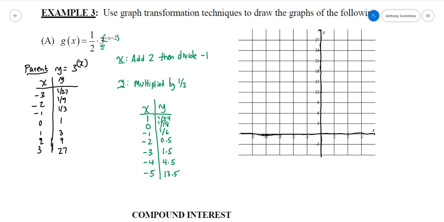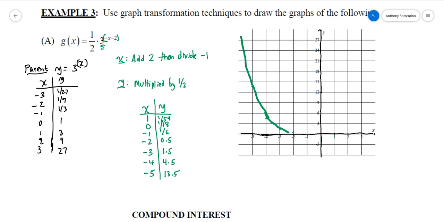So when I plot these points now, some of them are easier than others, like -5, 13.5. I could probably guess is about here. -4, 4.5. About here. Negative 3, 1.5. That one's pretty straightforward. That'd be right here. Or negative 3, 1.5. There we go. Had that in the wrong spot. Negative 2, 1/2 would be about here. These other values get really, really small, so I was going to look at this being mostly a graph that does this.